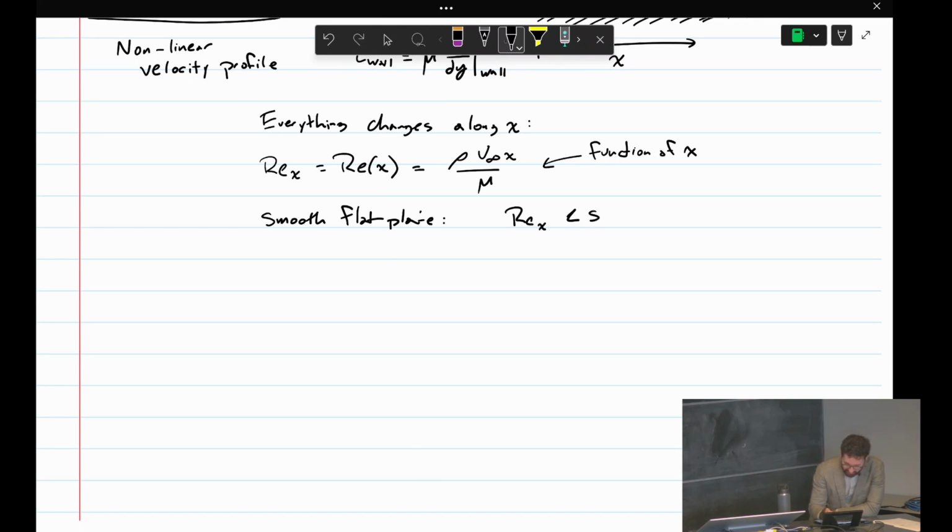If we have a Reynolds number based on x of less than 5 times 10 to the 5, we're in the laminar region. If we have a Reynolds number greater than 3 million, that means we can assume fully turbulent.